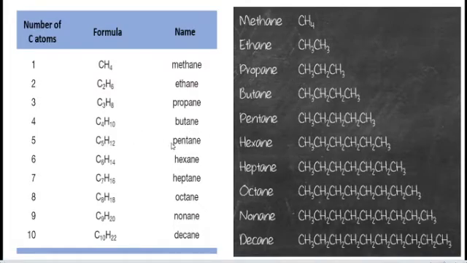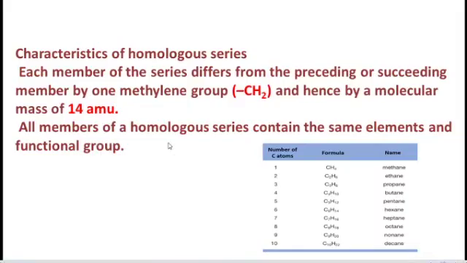Then 5 carbon, pentane. Pent means 5. 6 carbon, C6 hexane. 7 carbon, heptane. 8 carbon, octane. Then 9 carbon, nonane. And 10 carbon, decane. Okay, this is the first 10 compounds.